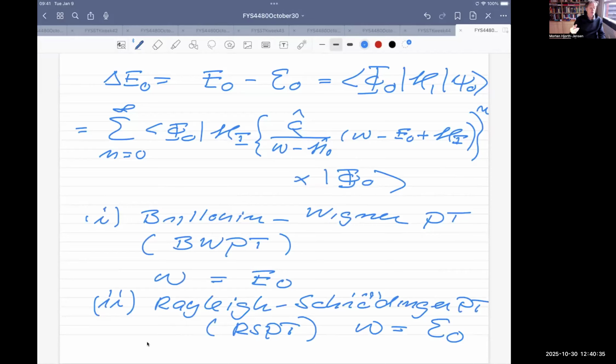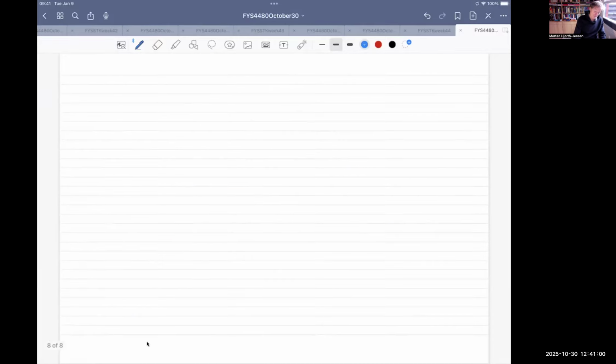And what we are going to do now is to link the equations with what we did last week with a simple model, which was a two-level model, which led to a 2x2 matrix which we could diagonalize exactly and get analytical solutions for. And then we're going to see whether Brillouin-Wigner perturbation theory with that simple example gives us the exact result or not. So let's now look at Brillouin-Wigner perturbation theory.